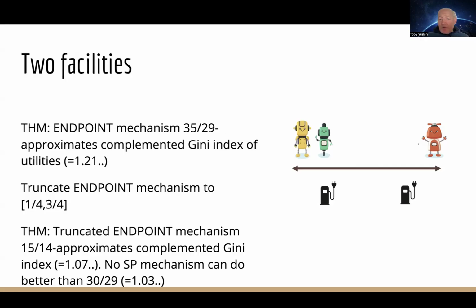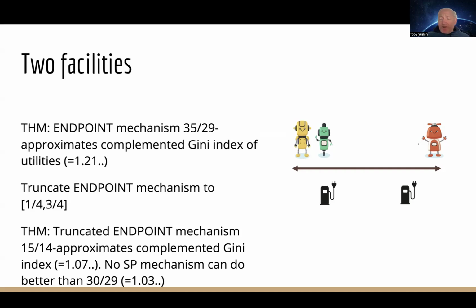In the paper, we look at some other, more complicated settings. So, for example, we look at locating two facilities. The natural strategy-proof mechanism to think about here is the endpoint mechanism that locates one facility at the leftmost agent and the other facility at the rightmost agent. That provides a 1.21 approximation ratio of the complemented Gini index of utilities. If we truncate the locations of the facilities to be within the interval [1/4, 3/4], so away from the extreme endpoints, then we get an even better approximation ratio of 1.07. And we can prove that that's not optimal, but it's not far from optimal, that no strategy-proof mechanism can do better than a 1.03 approximation ratio. And so it's an interesting open problem to narrow that gap between 1.03 and 1.07.